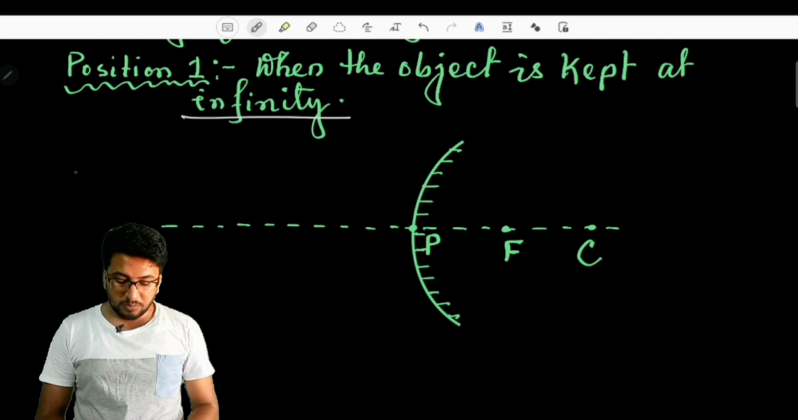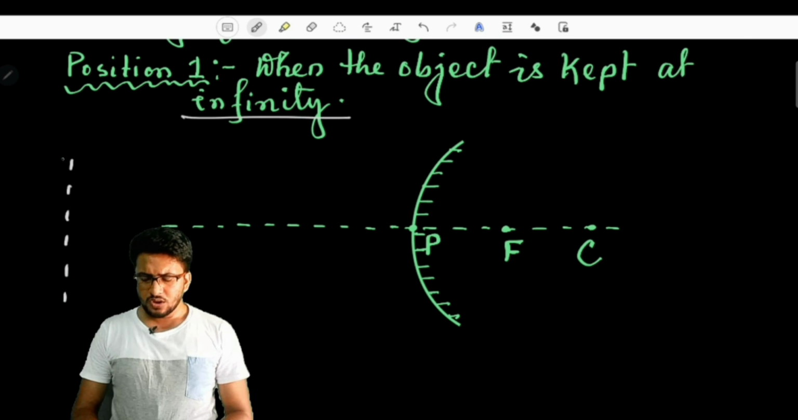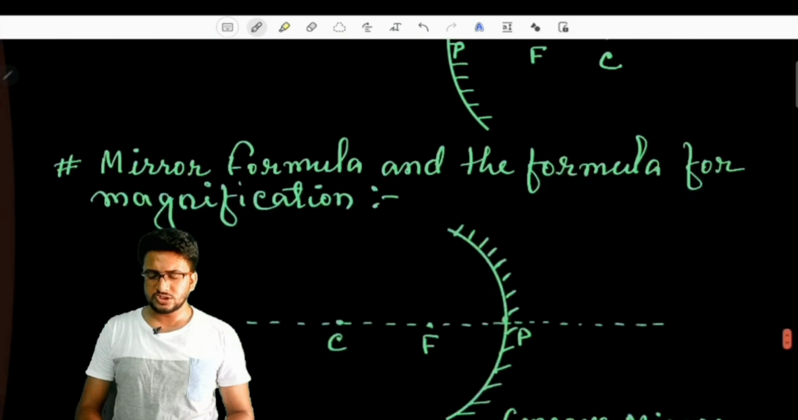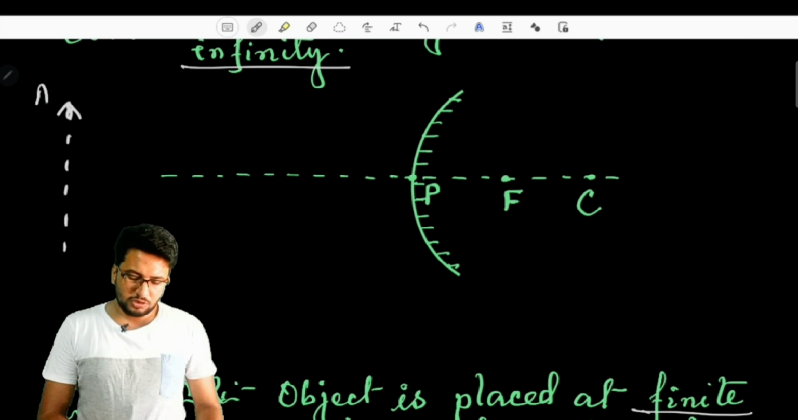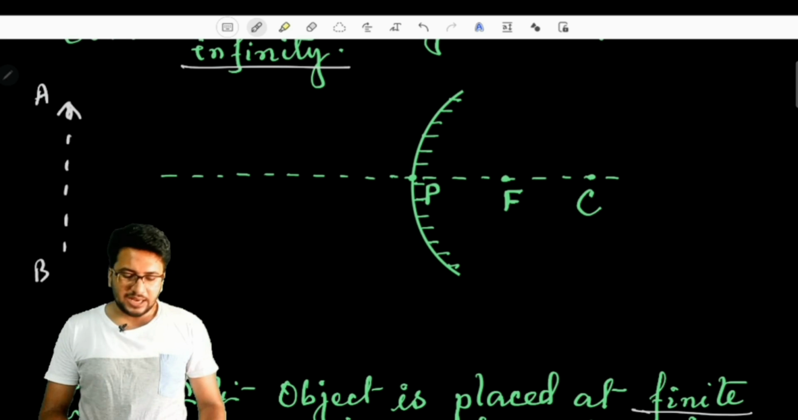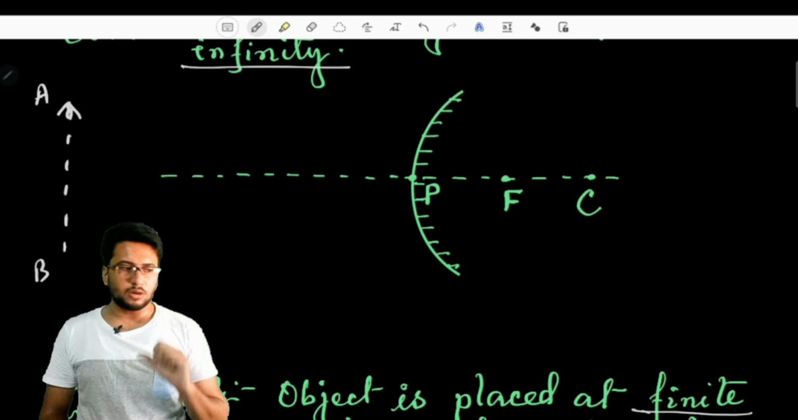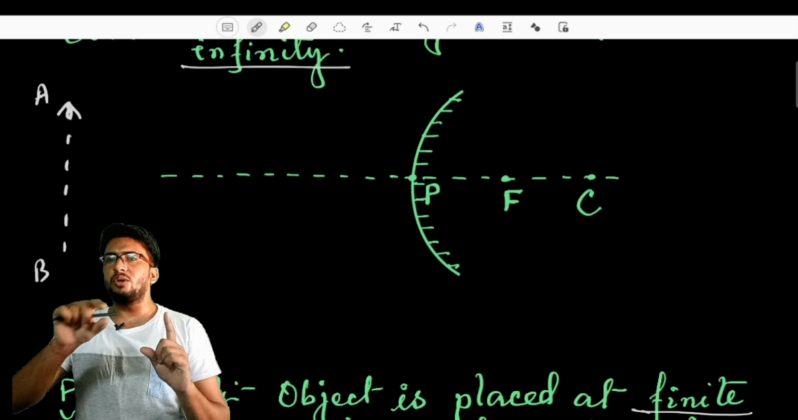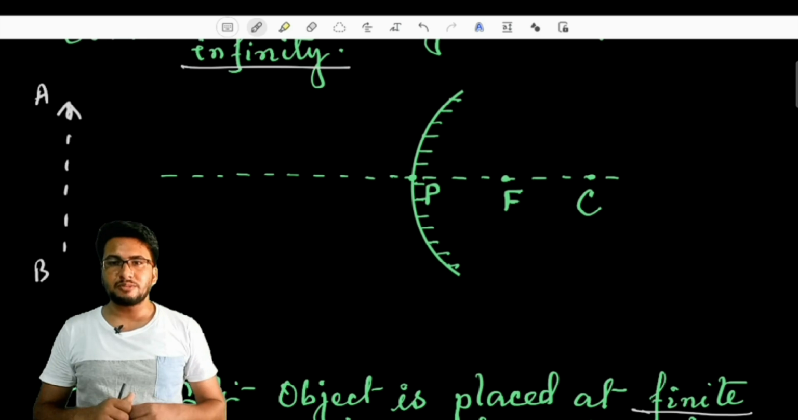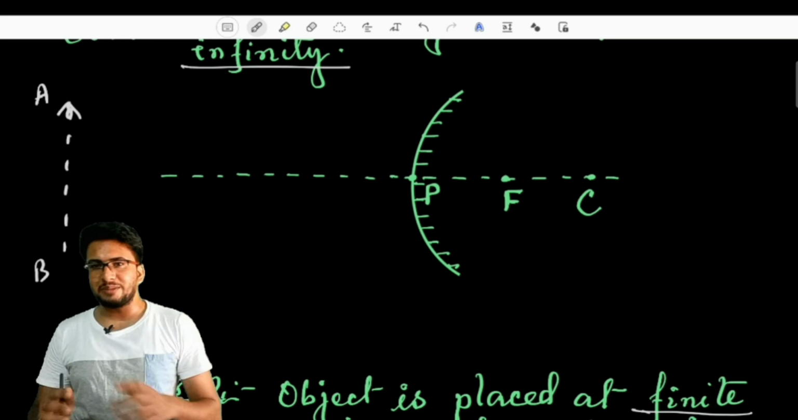So, as we did in the case of a concave mirror, we keep the object at infinity. That means we consider a very large object placed at infinity, denoted as A and B. The light rays coming from the head of the object AB are always parallel to the principal axis. Why? Because we consider that light rays coming from a source at infinity are parallel on approaching us.